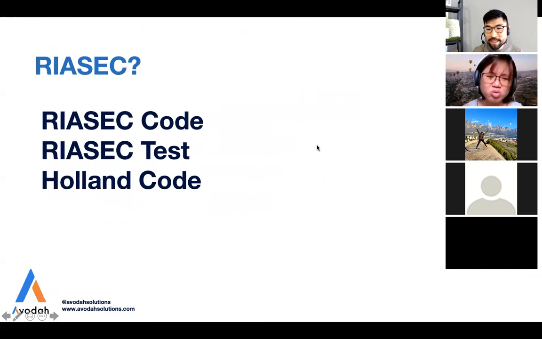So, this word RIASEC, as I mentioned earlier, it's not an English word. And very often you may hear this word being used by people around you. They may say, oh, there's a RIASEC code. There's a RIASEC test that you can take. There is a Holland code. What does this really mean? And where did it come from, right? So it's important to understand a little bit of history, and that's what I'm going to give you today.